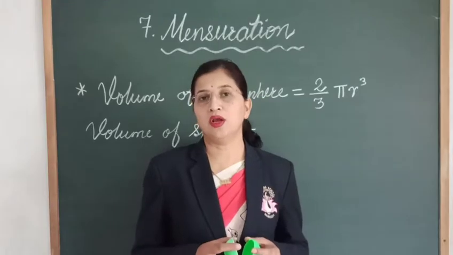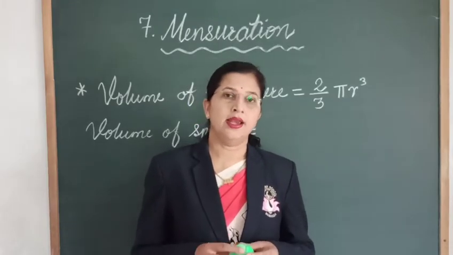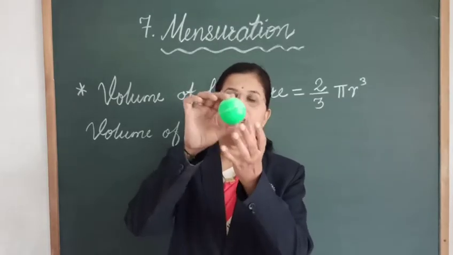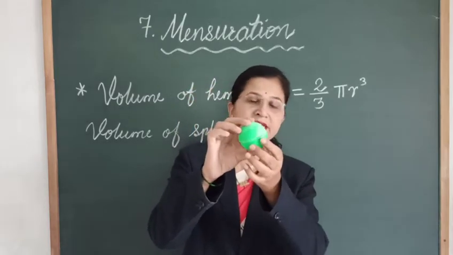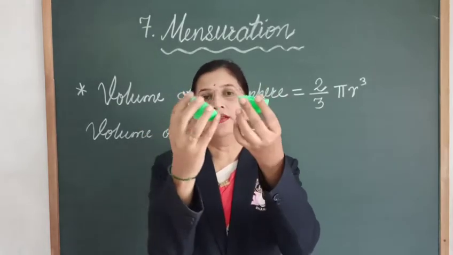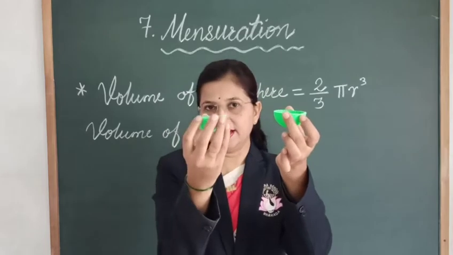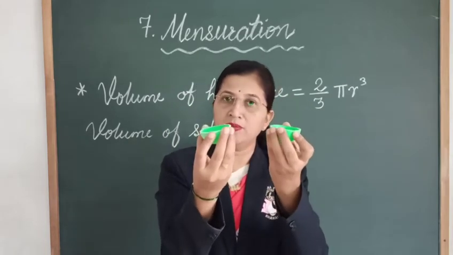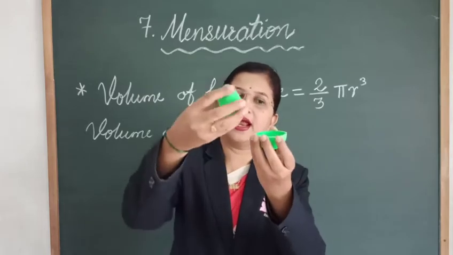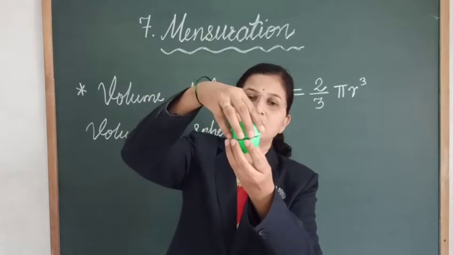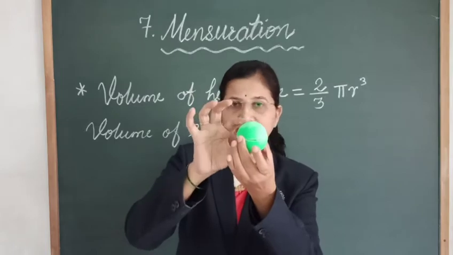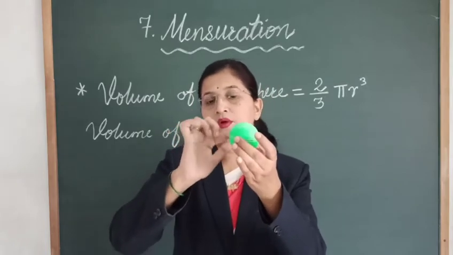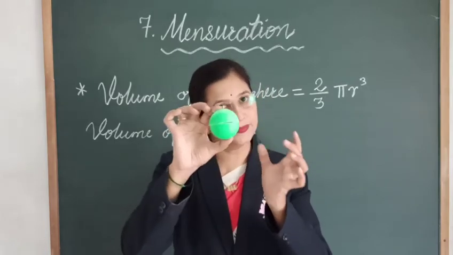Now let's find out the volume of a sphere. The volume of this sphere is nothing but the volume of this hemisphere and this hemisphere. If we take the volume of the hemisphere 2 times, by adding both volumes, we'll get the volume of a sphere.